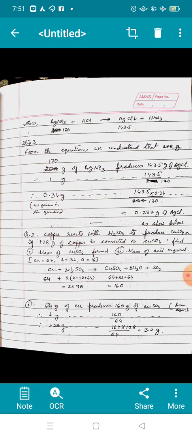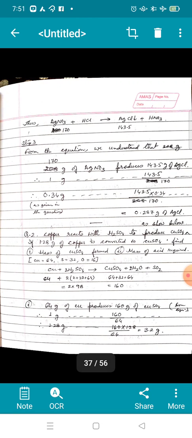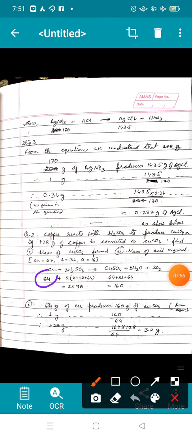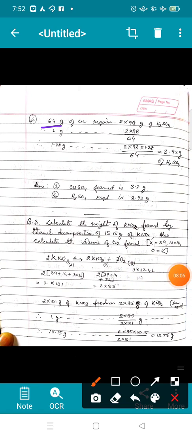Next we see how to calculate the mass of acid required. The first statement, as usual, has to come from the equation. From the equation you can see that 64 gram of copper requires 2 into 98 gram of sulfuric acid. So we write the statement accordingly: 64 gram of copper requires 2 into 98 gram of sulfuric acid. Hence 1.28 gram will require how much? That's coming out to be 3.92 gram. You can always cross check the calculation. So that's how we could solve this question.